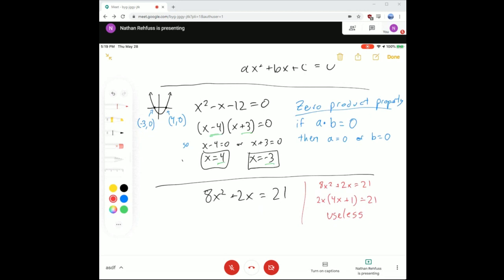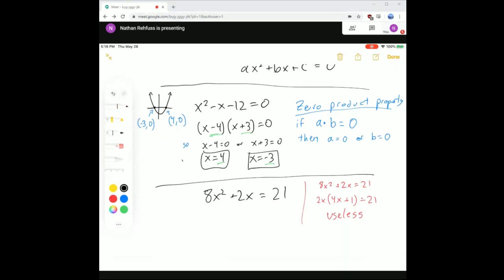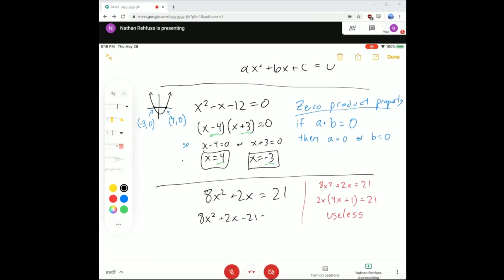But if I can make one side equal to 0 and then factor, then we're in good shape. So what I'll do is subtract 21 from each side and write 8x squared plus 2x minus 21 equals 0. Now, this is a lot better for us. This is a lot more useful, and that is a plus sign there. Because now if I can factor this thing on the left side, then I'll know that one of the two factors must be 0, and that'll get me my linear solutions. Bad news is that's kind of tricky too.